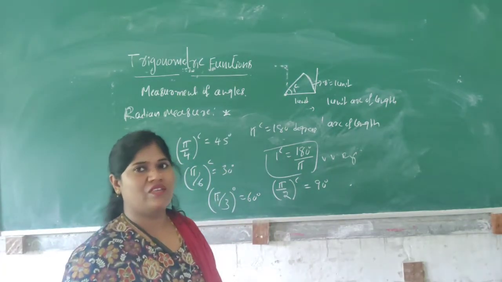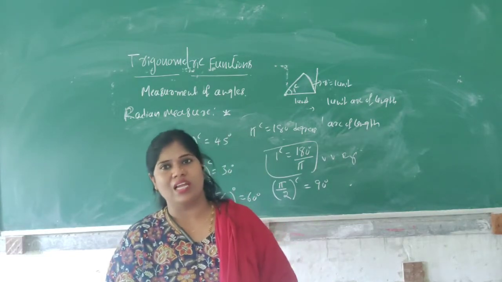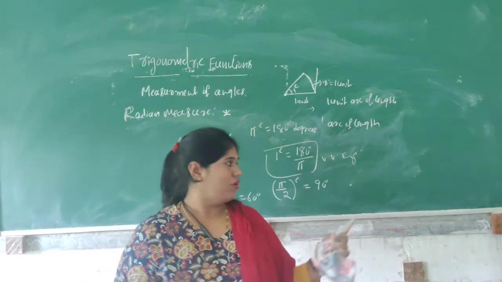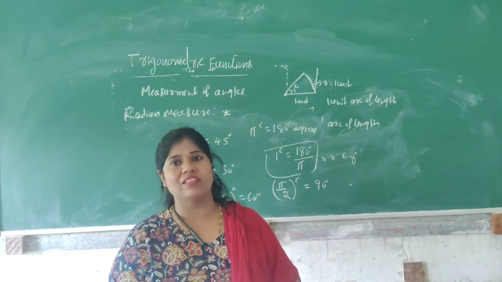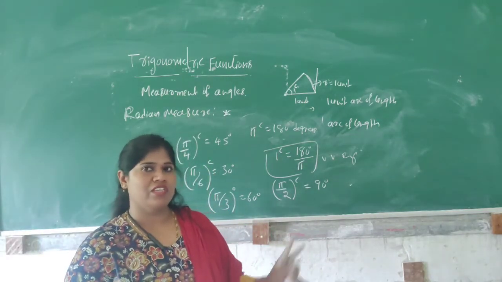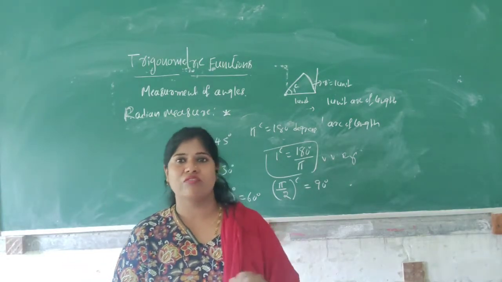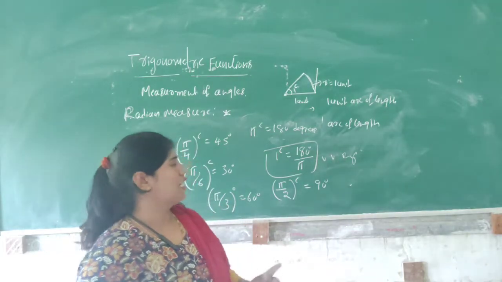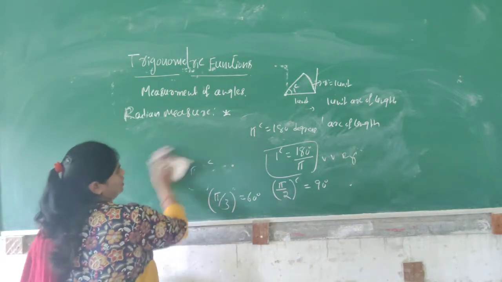The radian definition is very important. You have to practice that. It is an angle subtended at the center of a circle by an arc whose length is equal to the radius of the circle. So definition of radian is: it is an angle subtended at the center of the circle by an arc whose length is equal to the radius of the circle.